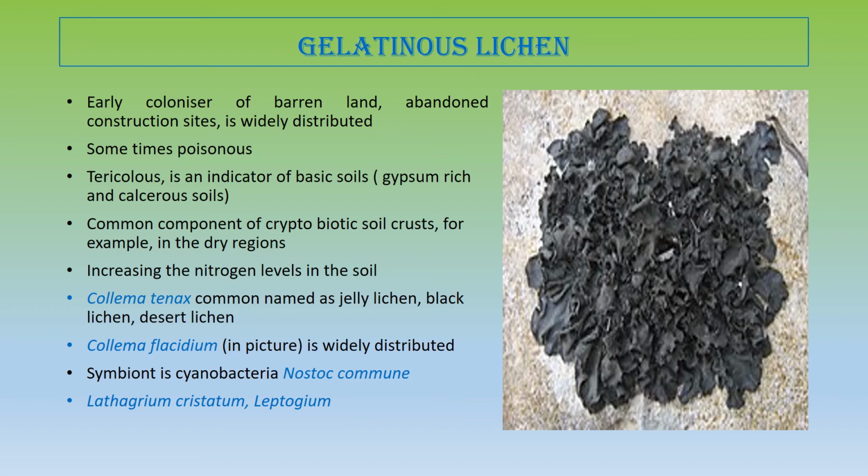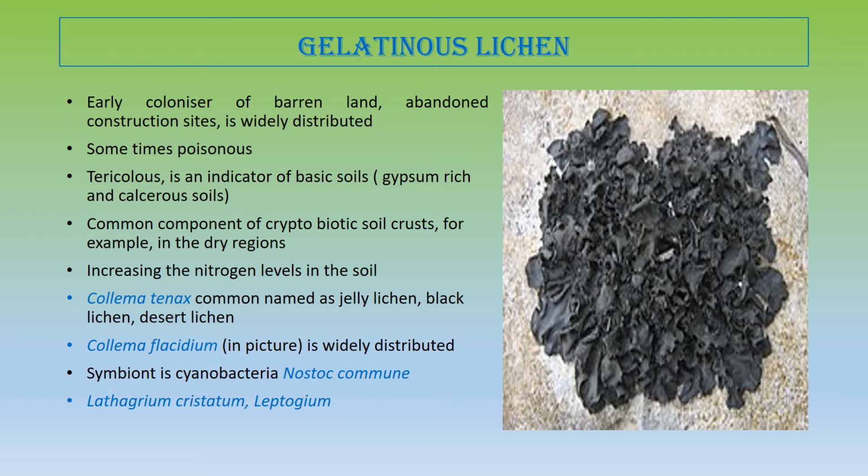This gelatinous lichen is an indicator of basic soil. That is, they mostly grow in limestone, calcareous type of soil. Also granite, which is also basic rock. So, they mostly grow in basic soil. And they also compose an important part of the cryptobiotic soil.